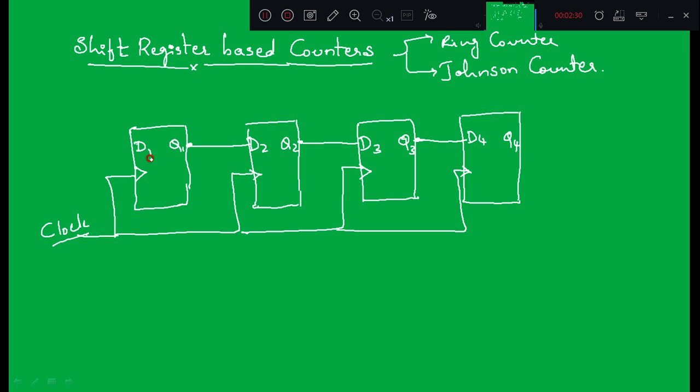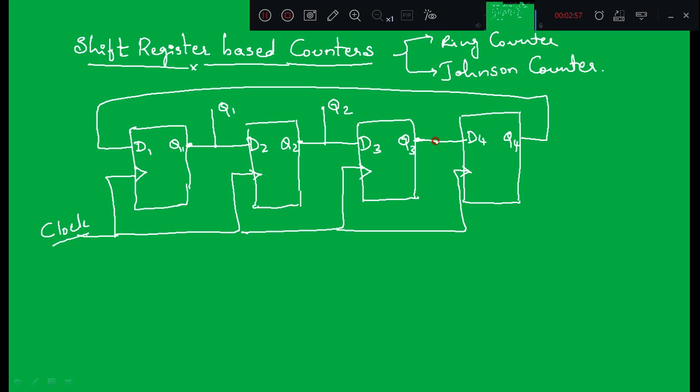And here, how can I modify this into a counter? What I'll do here is connect Q4 to the first input. Q4 is the output of the last flip-flop and D1 is the input of the first flip-flop. So here I'll connect Q4 to D1. Because of that, what happens we will see now. This is the simplest circuit of a shift register based counter, and this is also called a ring counter. Why it is called a ring counter, later we will see, right?